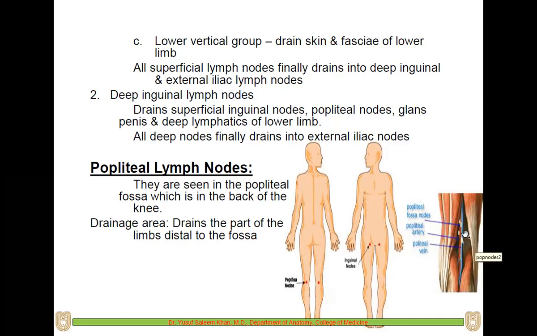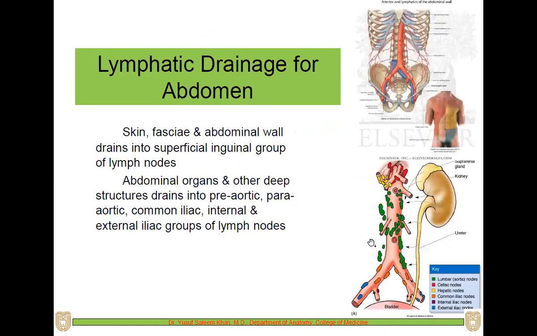Okay, here in this region. So this is called the popliteal fossa. Within the popliteal fossa, you can see the popliteal group of lymph nodes. So what is the drainage area for this group of lymph nodes? They drain the part of the limb distal to the fossa, whatever is the region below that. So that is the leg as well as the foot. All these are drained into the popliteal group of lymph nodes. From there they drain into the inguinal group of lymph nodes. Okay. So this is the lymphatic drainage of the lower limb.